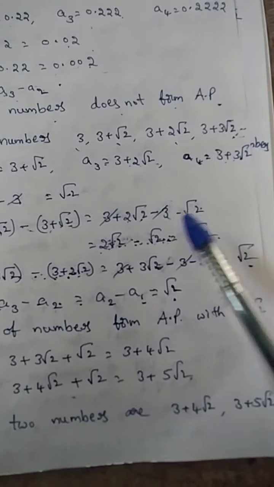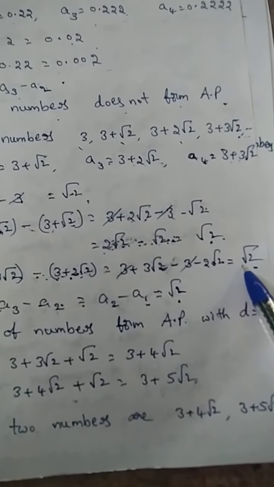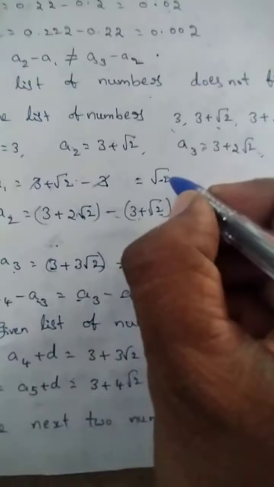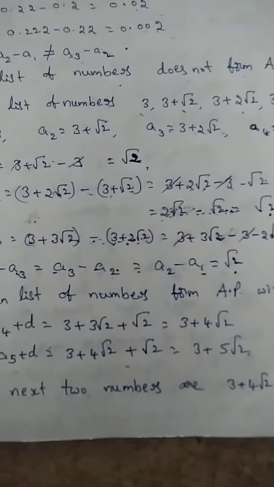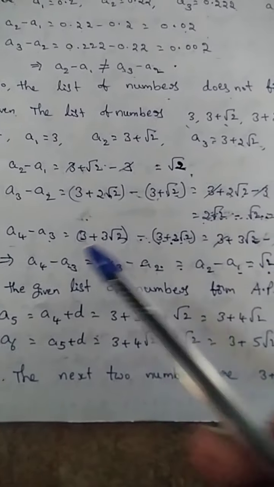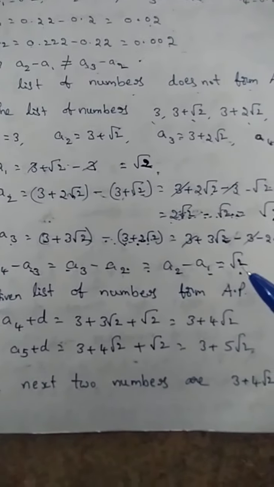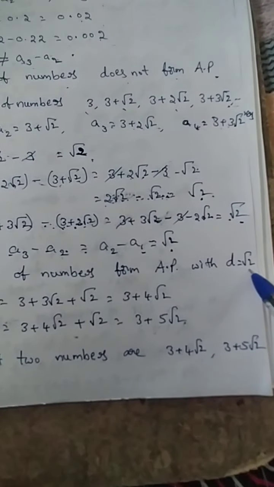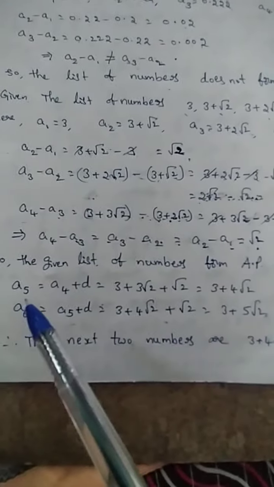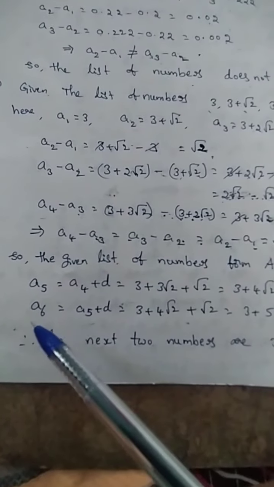Just observe here: root 2, root 2, root 2. All the values are root 2 only. Then automatically they have a common difference, that is root 2. So the given list of numbers forms an AP with the common difference d equal to root 2. Then automatically you can find the next two more terms, A5 and A6.